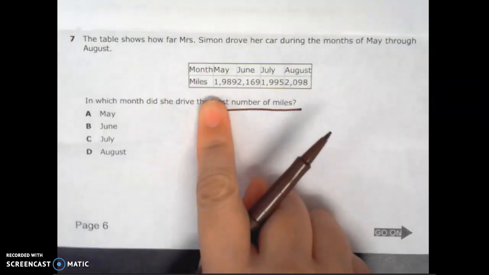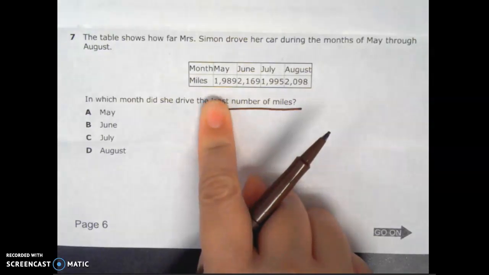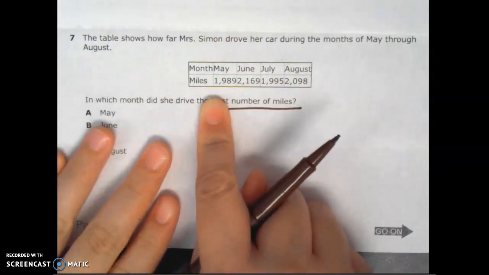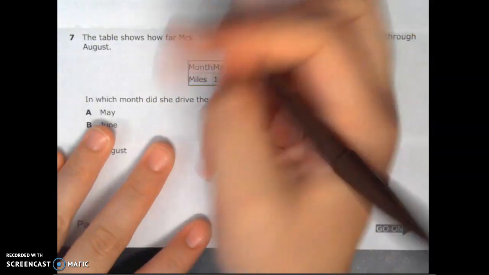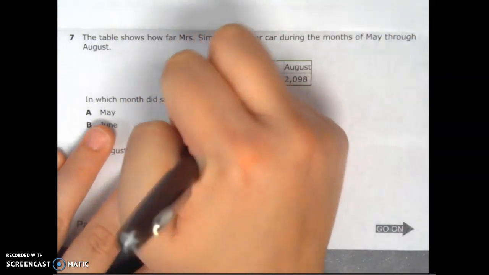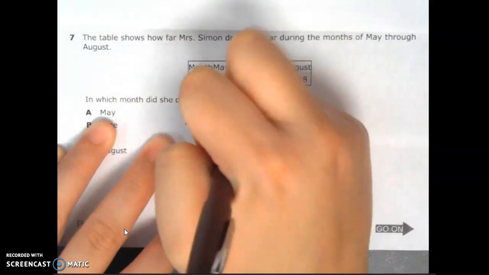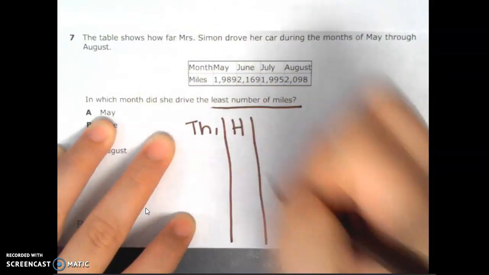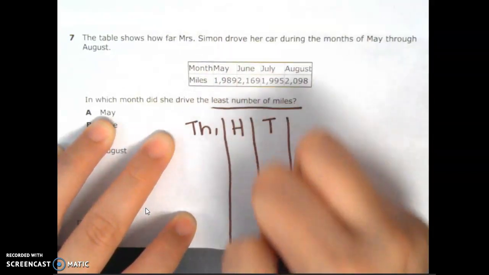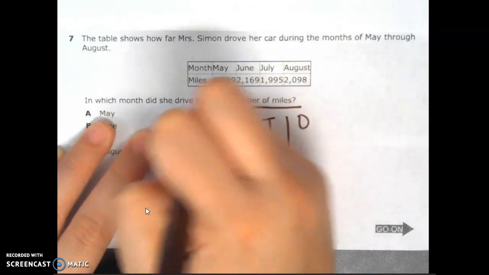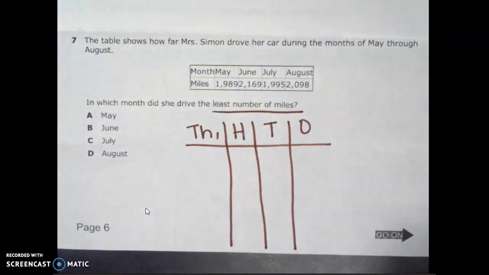I'm going to plug this into a place value chart. The largest place value we have is thousands, so that's all I'm going to make up to. Thousands, hundreds, tens, ones. And to help us out, I'm going to write these in different colors.